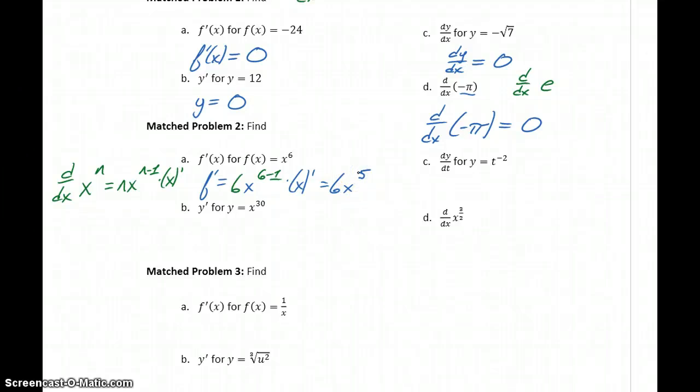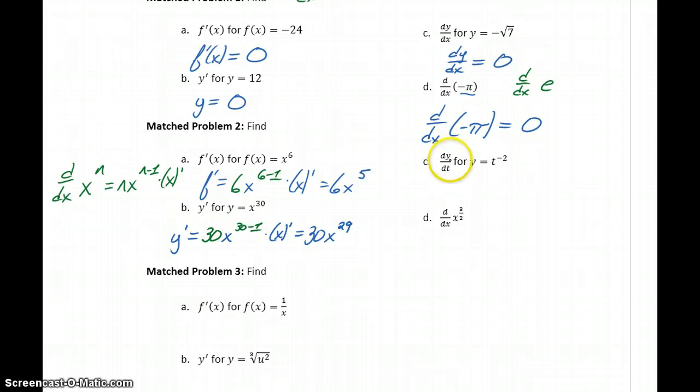Sorry about that. In part B, again, we're taking the derivative of y, where y equals x to the 30th. So y prime is going to equal 30, because again, that exponent just comes down as a factor in front, times x to the 30 minus 1 power, and then again, times the derivative of the base of that expression. The derivative of x is still just 1, so this is 30 x to the 29th.